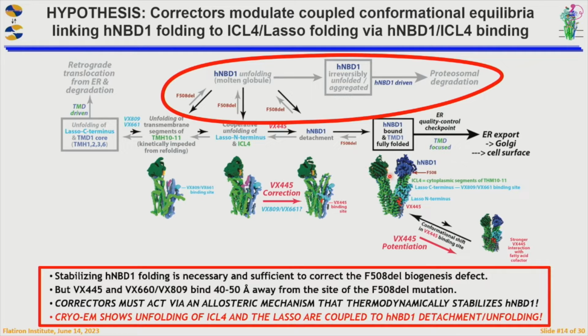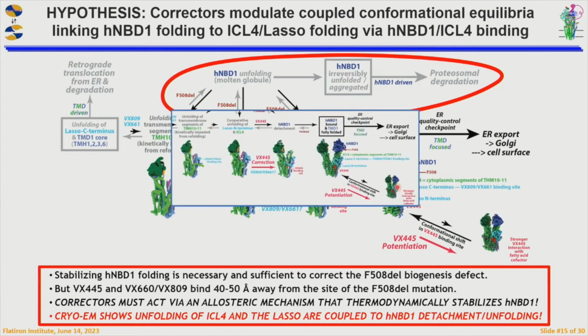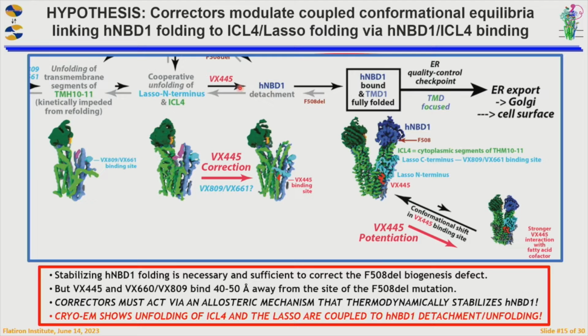Well, our hypothesis is that the unfolding transition we've seen explains it because of the cooperative coupling of the NBD1 detachment to the unfolding of ICL4 and the lasso. If you refold ICL4 and the lasso, you will then, by mass action, essentially pull the unfolding of the NBD back towards the native state. And so that's sort of schematized here. I'm going to blow up the same image, just zoomed in.